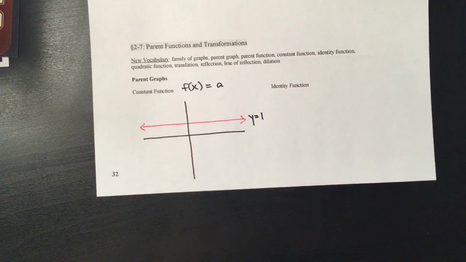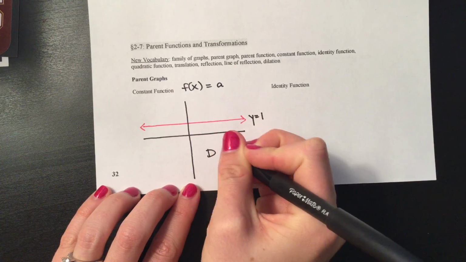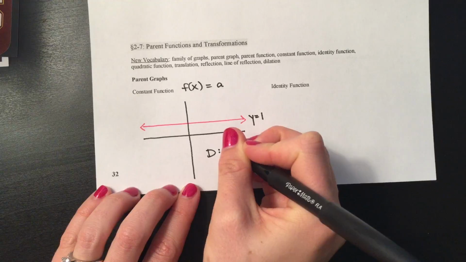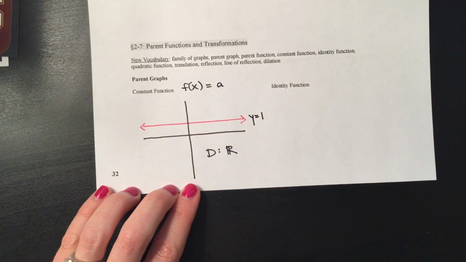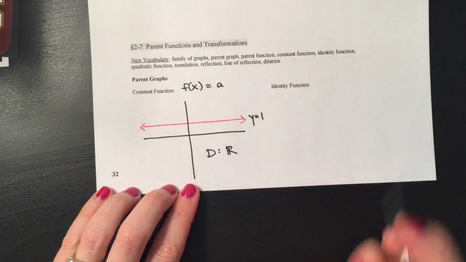So when we say the parent function, that's like the original, kind of the most basic version of that type of function. So the most basic constant function is just y equals 1, so we refer to that as the parent function. So we're also going to talk domain and range for all of these. So domain is all reals. You can plug in any real number that you want, so every single x value will eventually get covered.